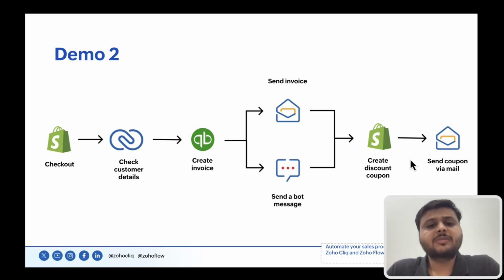Then we're going to do the same in our accounting software. We're going to check here if the customer details exist with me or not. If it doesn't, we'll create one. And again, choose the application you're liking. I've used QuickBooks here. Then we're going to send an email and we're going to send a message in Zoho Cliq. Followed by that, we are going to set a discount coupon customized based on the order value. And after a period of time, automate the process of also sending them the discount coupon.